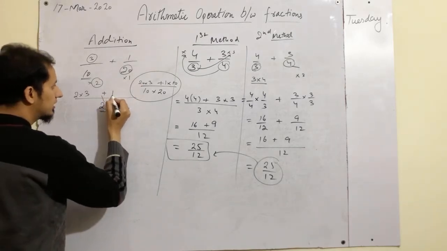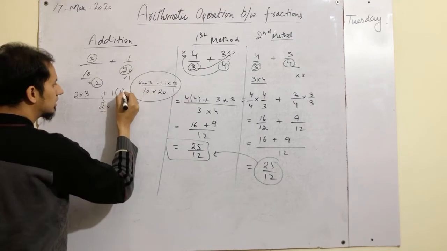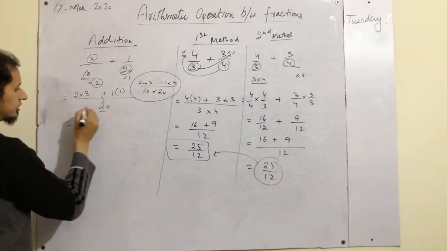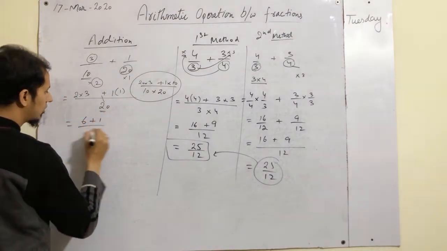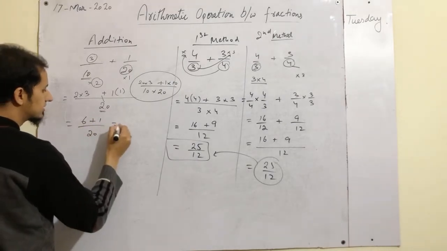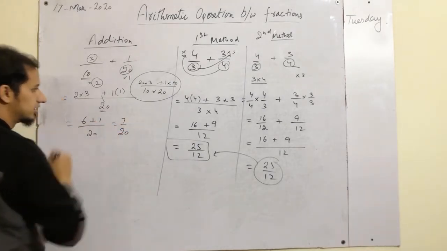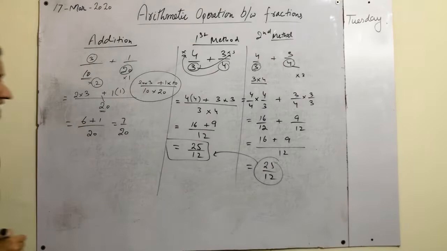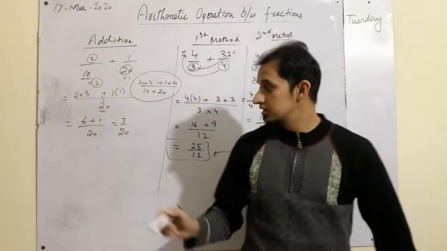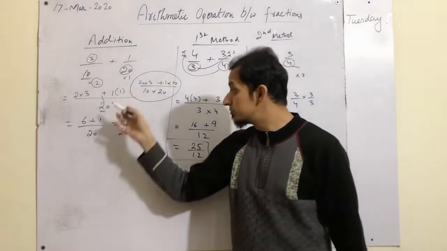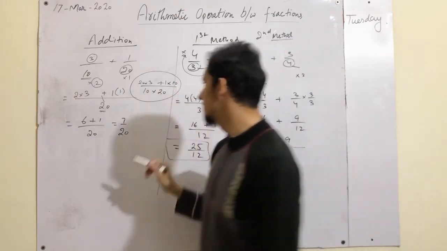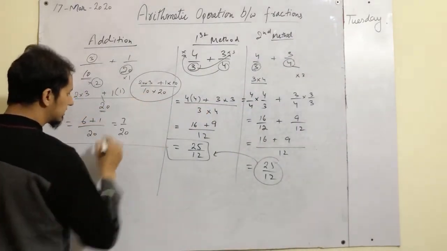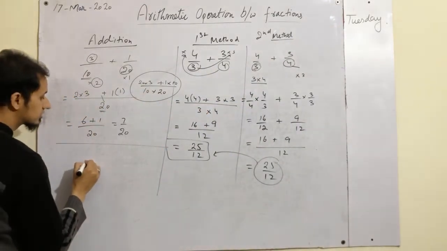So we can write 1 here and multiply by 1 here. So what we get, 3 twos are 6 plus 1 over 20. 6 plus 1, 7/20. So here we get the answer 7/20 by this method. So we can also solve by taking another method like this.